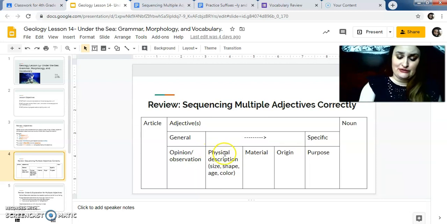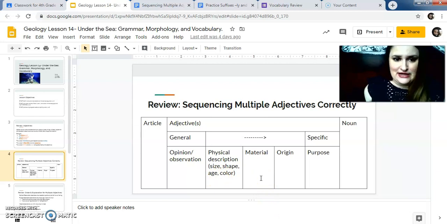Then you use physical description. Remember that they have a specific order: size, then shape, then age, and then color. So if you have something like the old gray balloon, old comes first because it's the age, and gray would come last because it's the color. So it has to go in that specific order. Again, if you read them out loud to yourself, you can hear what sounds naturally correct to us just because we're used to saying it like this. I know it's a little weird because we just do it naturally, but this is something that we need to learn. Material is what something is made out of.